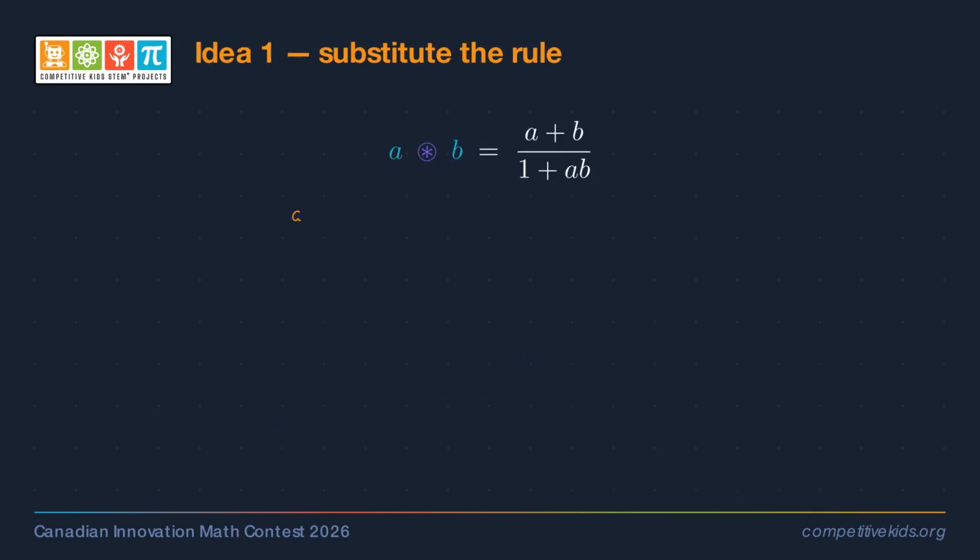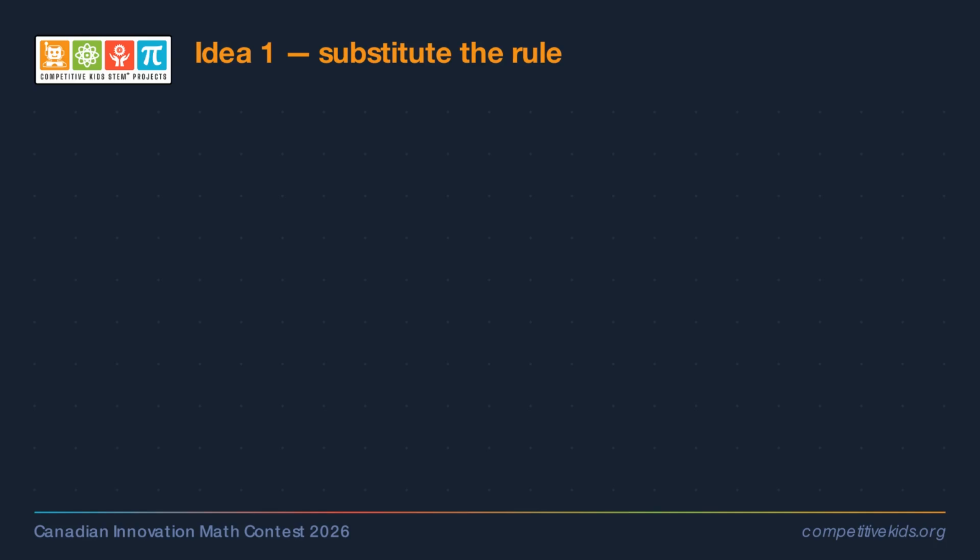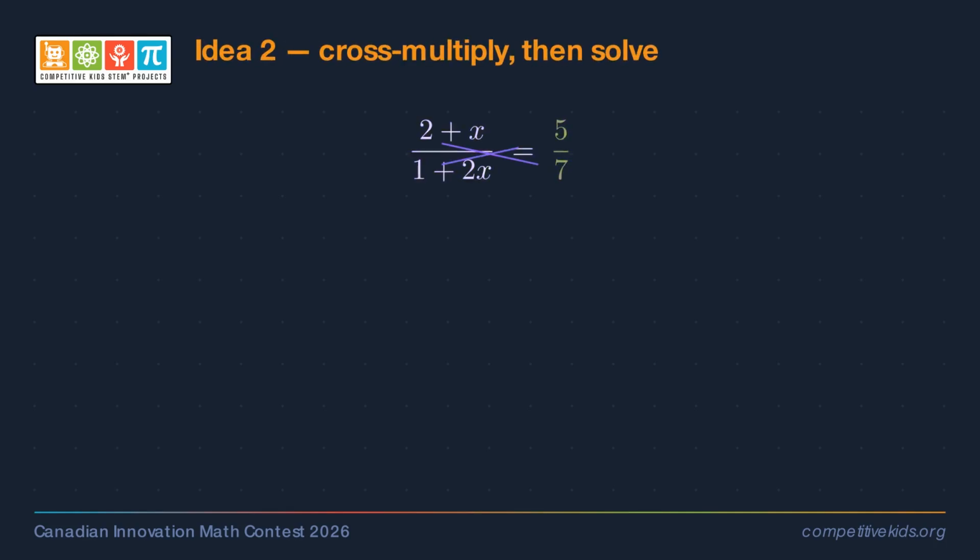Apply the rule with A equals 2 and B equals X. 2 blend X becomes (2 plus X) divided by (1 plus 2X). So we have the equation (2 plus X) divided by (1 plus 2X) equals 5/7. Now cross multiply. 7 times (2 plus X) equals 5 times (1 plus 2X).